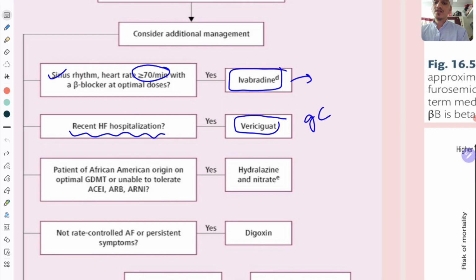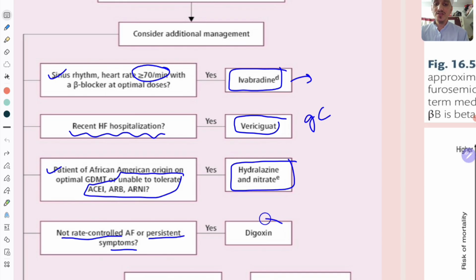Okay, if the patient is of African American origin, on optimal GDMT or unable to tolerate it, this is important. If the patient can't take ACE inhibitor, ARB or ARNI, then you can give hydralazine and nitrate in these patients. If there is not rate-controlled atrial fibrillation, or persistent symptoms even after giving this GDMT, then you can use digoxin. Rate is not controlled in spite of beta blockers, or there are persistent symptoms even after maximum doses of this GDMT, then as a fifth drug, four horsemen, this is the fifth drug, you can use digoxin.